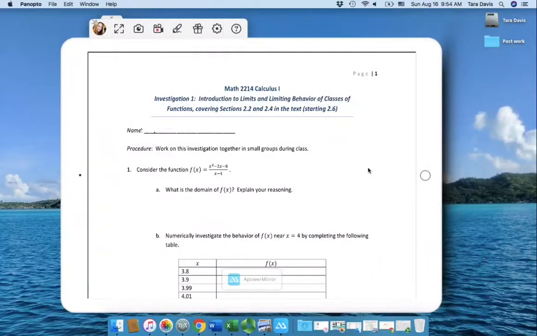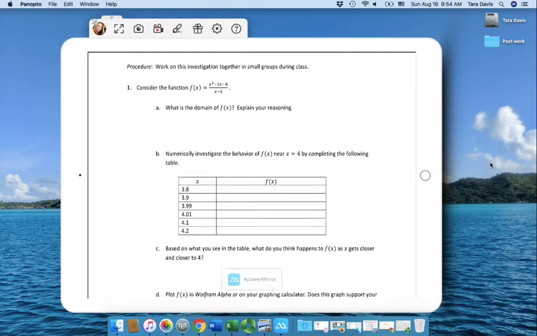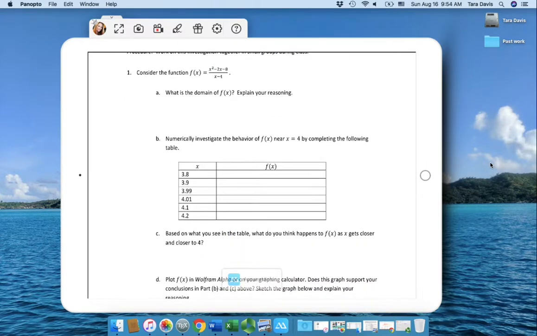Hello class, welcome to the video for our first calculus investigation about limits. So basically we're just going to go through an example that's going to introduce the concept of a limit.